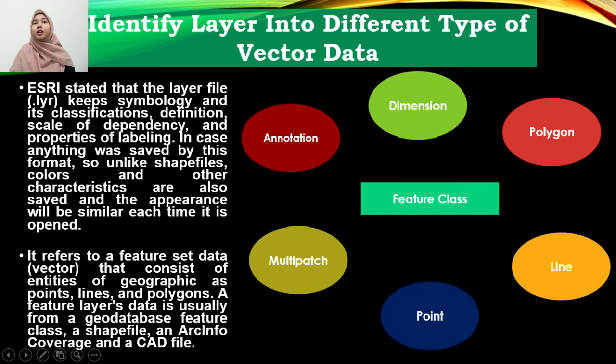The next question is asking us to identify layers in different types of vector data. According to Environmental Systems Research Institute, ESRI, the layer file keeps symbology and its classification, definition, scale dependency, and properties of labeling. Unlike shapefiles, colors and other characteristics are also saved in this format, and the appearance will be similar each time it is opened.